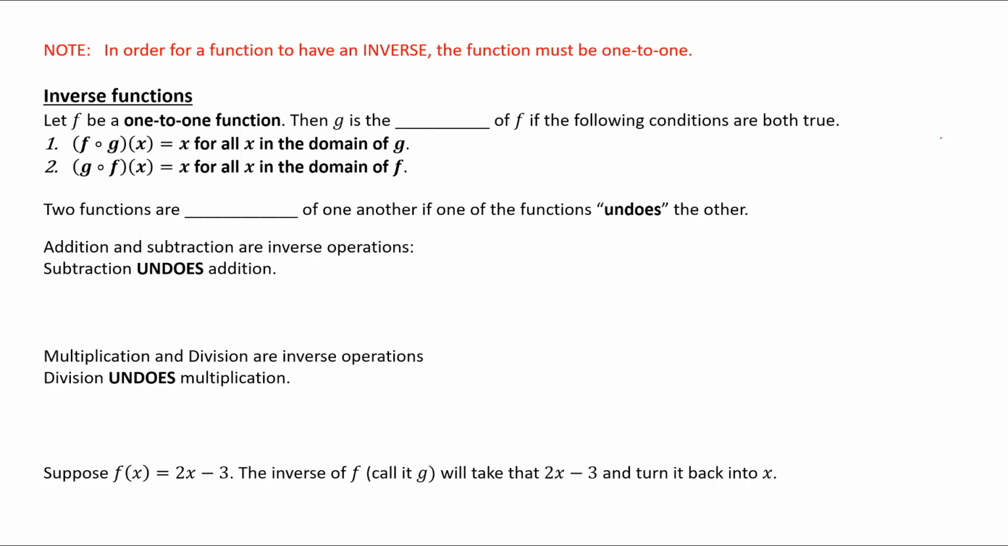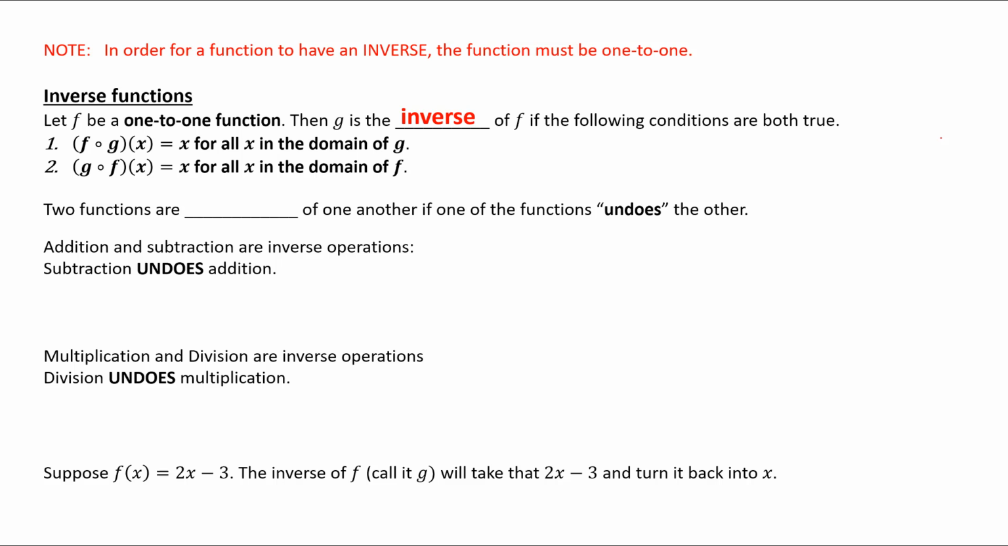In order for a function to have an inverse, the function must be one-to-one. And that's why we even mentioned a function being one-to-one, because we need to have those kinds of functions in order to find the inverse of a function. What is the inverse of a function? Well, let f be a one-to-one function, then g is the inverse of f if the following conditions are both true. F circle g of x is equal to x for all x in the domain of g. G circle f of x is equal to x for all x in the domain of f.